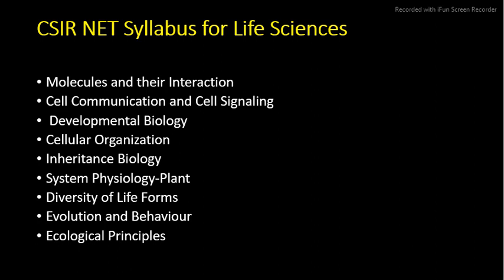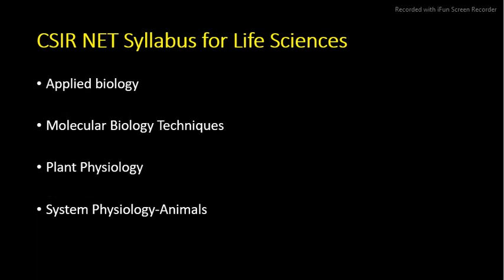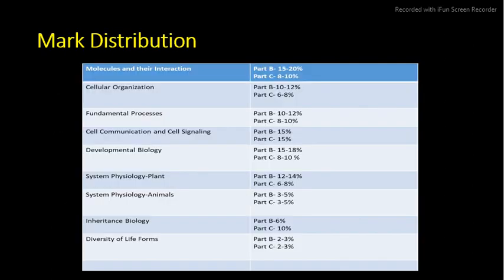Ninth one is ecological principles. And 10th one is applied biology. And 11th one is molecular biology techniques. 12th one is plant physiology. And 13th one is system physiology for animals. So there are 13 modules. Okay, for total we have 13 modules, and in each topic we have to cover certain areas. Okay, next, the mark distribution.